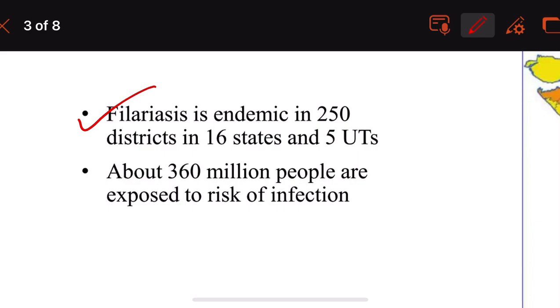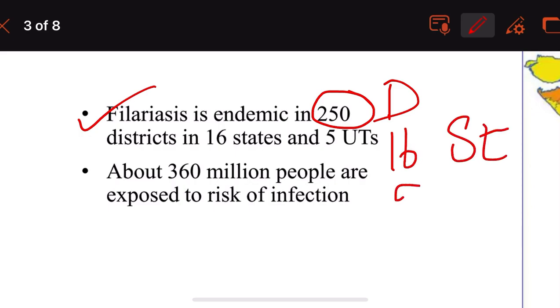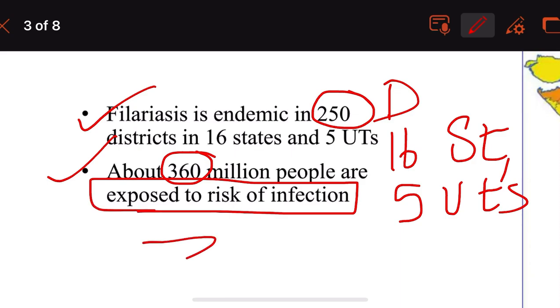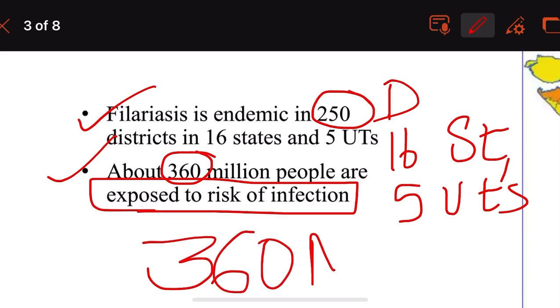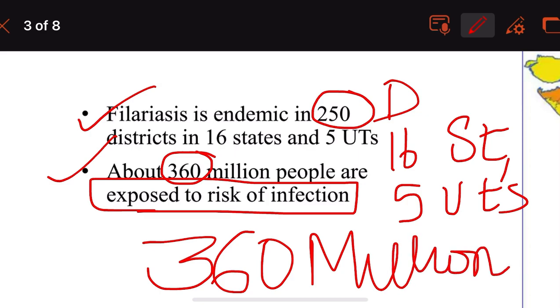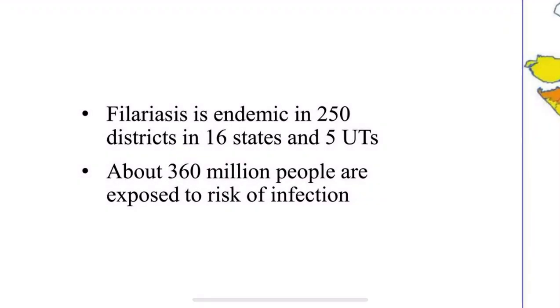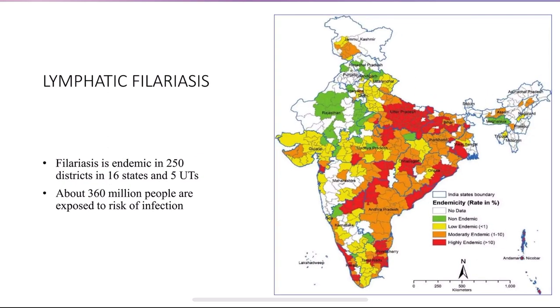So we see that it is endemic in 250 districts, 16 states and 5 union territories. About 360 million people are exposed to the risk of infection. So around 360 million people are exposed to the infection, or the risk factor, of lymphatic filariasis. Now this is about the introduction.